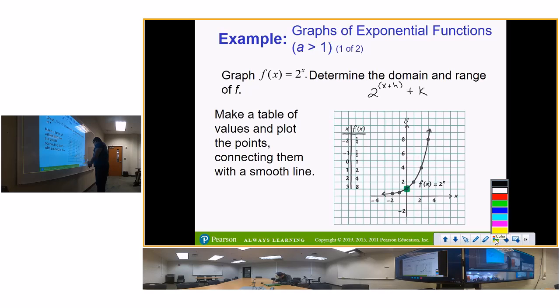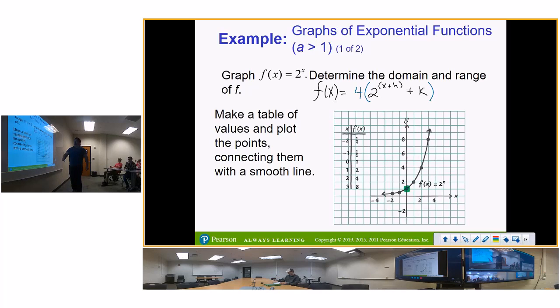Now, you could also have this. F of x is equal to, and I'm going to put in blue, and what would that 4 do? Stretch. What if I did that? It's going to go down. So all the stuff that you learned in Unit 1 is still applying with logarithms.